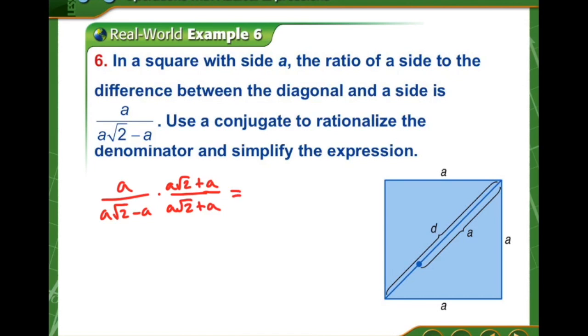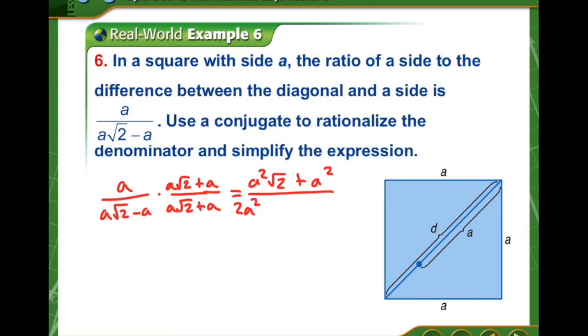So when we do that, we got to multiply a times a square root 2, which is a squared square root 2. A times a is a squared. And the bottom we have to FOIL. So we have a square root 2 times a square root 2. So that's a squared. Square root 2 times square root 2 is just 2. So times 2, or just 2a squared.